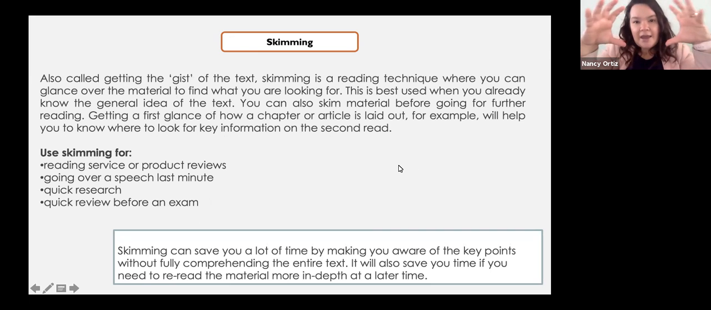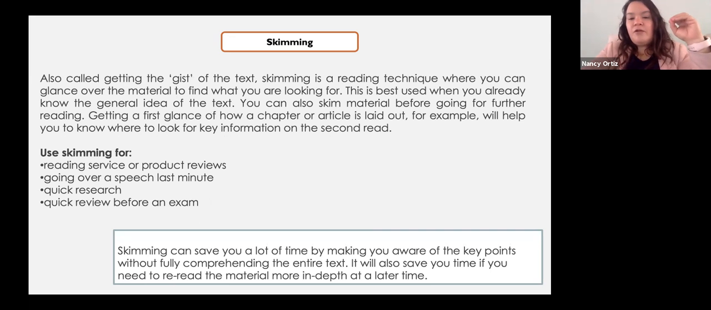Usually, when you do a Cambridge reading, you have to use more than one technique, okay? More than one. Skimming is useful for those questions that ask you, what was the conversation about? Or what is the main idea of paragraph 1? Then skimming is good, okay? Because this is getting the gist. The gist means the main idea, okay? Skimming is a reading technique where you can glance over the material to find what you're looking for, okay?